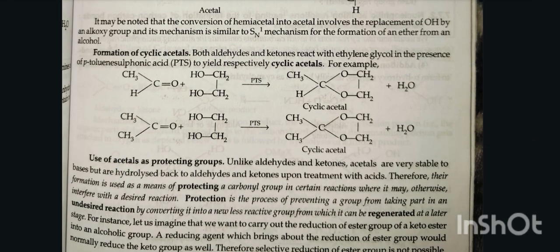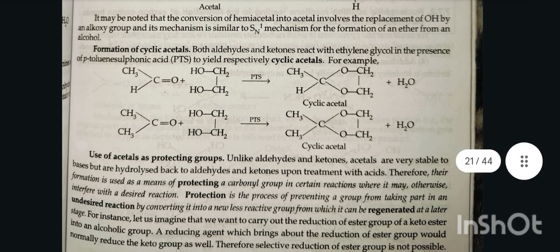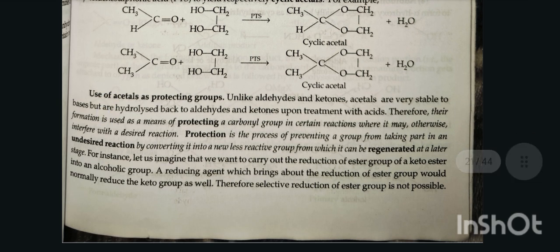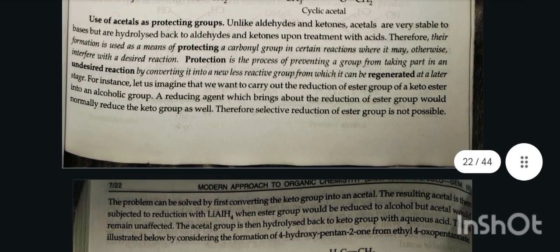It may be noted that the conversion of hemiacetal into acetal involves the replacement of OH by an alkoxy group, and its mechanism is similar to the SN1 mechanism for the formation of an ether from an alcohol. Formation of cyclic acetal: both aldehydes and ketones react with ethylene glycol in the presence of para-toluenesulfonic acid (PTS) to yield cyclic acetals respectively. For example, cyclic acetal. Uses of acetals as protecting groups.